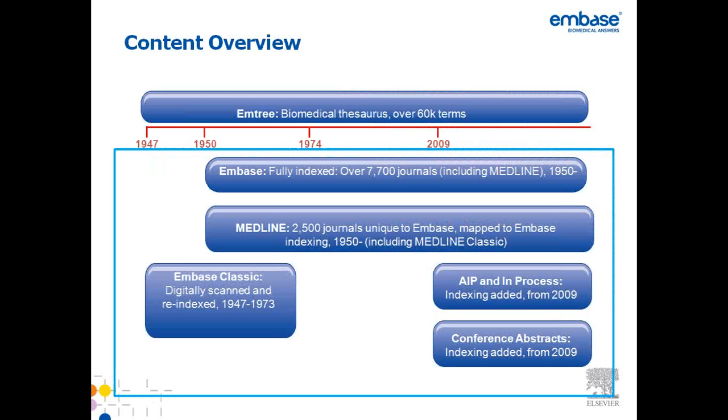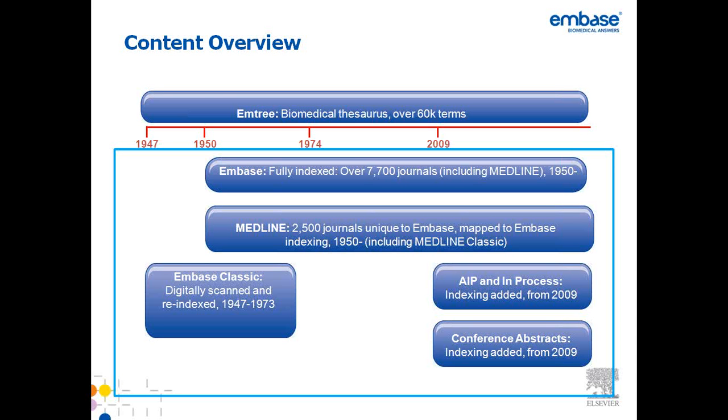So let's look first at confidence. This is an overview of Embase, and you'll see Emtree, the biomedical thesaurus, sitting over the content in Embase. So this really backs up your search at every occasion. With 60,000 terms, you can be sure that you are covering the most important terms that you need to search for. We have the Embase fully indexed collection, which now totals 7,700 journals, and you'll see Medline referred to underneath, which is included in the Embase collection.